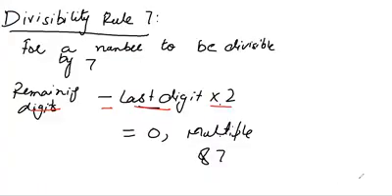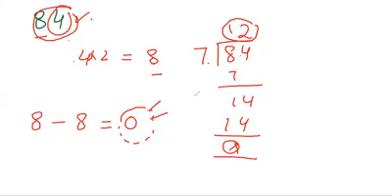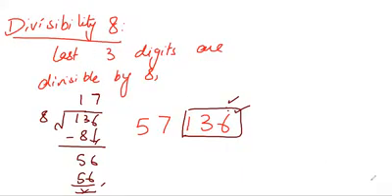For 7, this rule is a bit harder to remember. You have to multiply the last digit by 2 and then subtract it from the remaining digits. You should get 0 or a multiple of 7. For 8, what was the rule for 8? The last 3 digits should be divisible by 8.